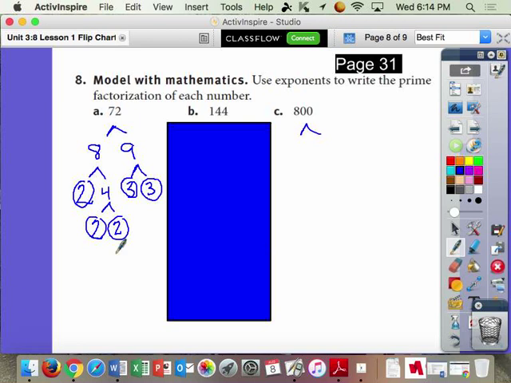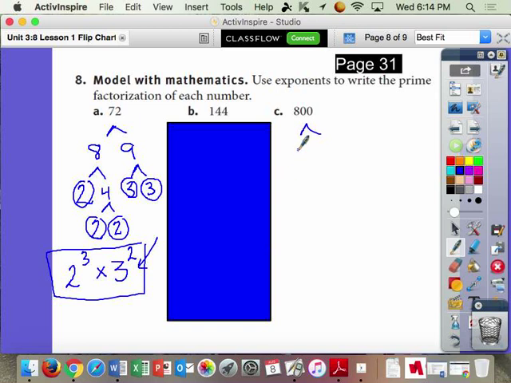Now, here's where the exponents come in and help. How many 2's do I have written? So I'm going to write 2 to the 3rd power times, how many 3's do I have written? 2, okay? So again, you can write out 2 times 2 times 2 times 3 times 3, but this is just a little bit cleaner version of doing that, all right?